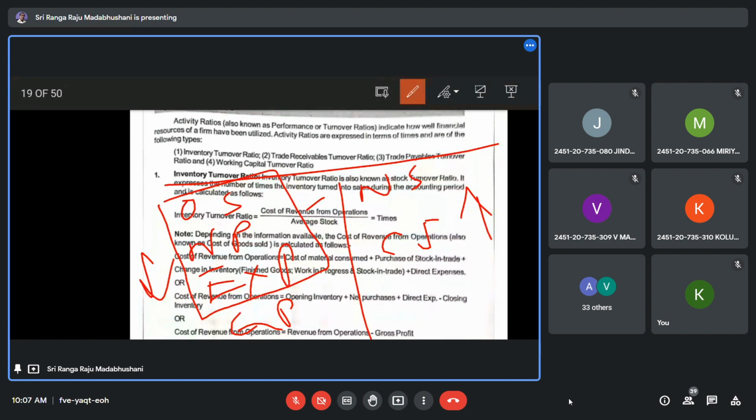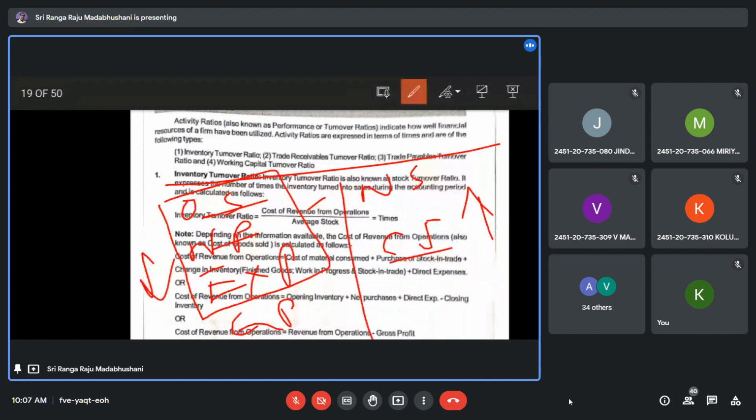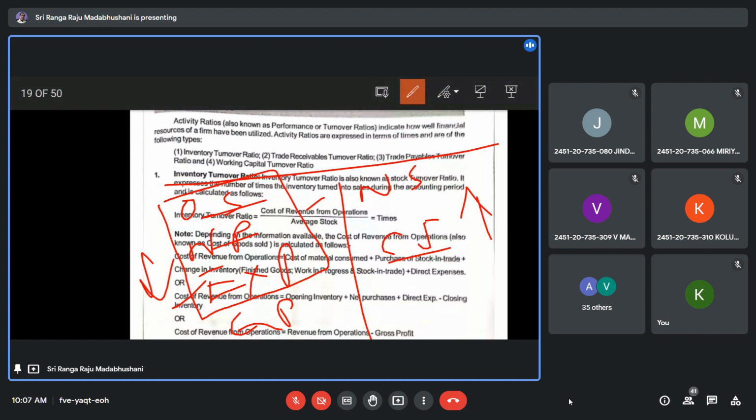Sometimes they will give consumption of material consumed. What is material consumed? Opening stock plus purchases minus closing stock, that is material consumed. To that material consumed, you have to add expenses. Then you will get cost of revenue. Hope it is clear.